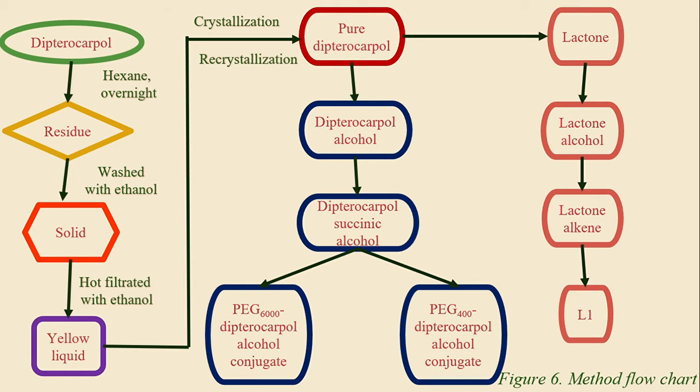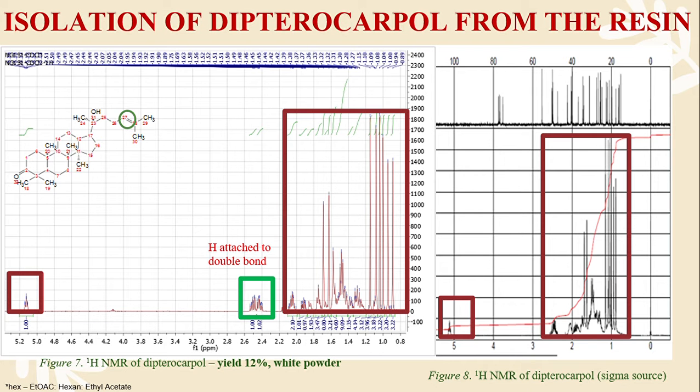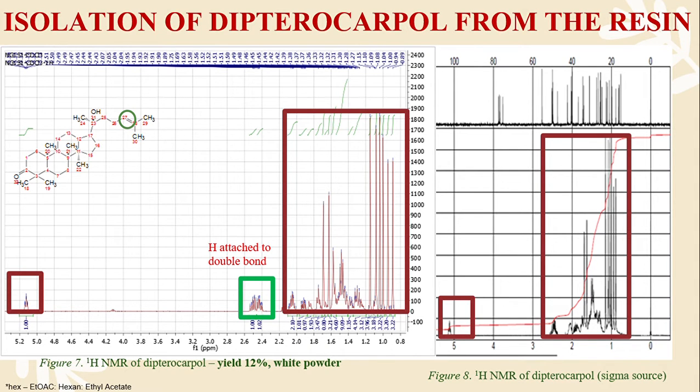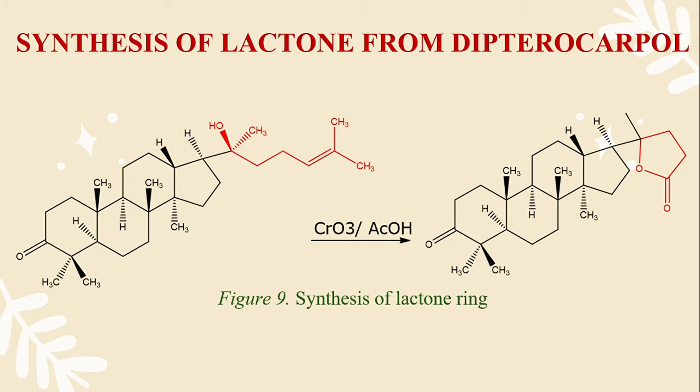The flowchart displays the main procedure in our research. For isolation of DIP, we use NMR to analyze the obtained structure, and we compared that result with the one released by Sigma. Due to the huge loss during the workup stage, our yield was low. We then synthesized lactone using Jones reagent, and the powder obtained went through NMR too.